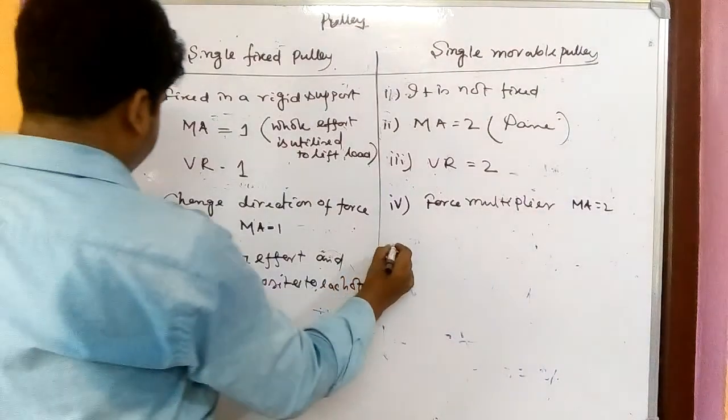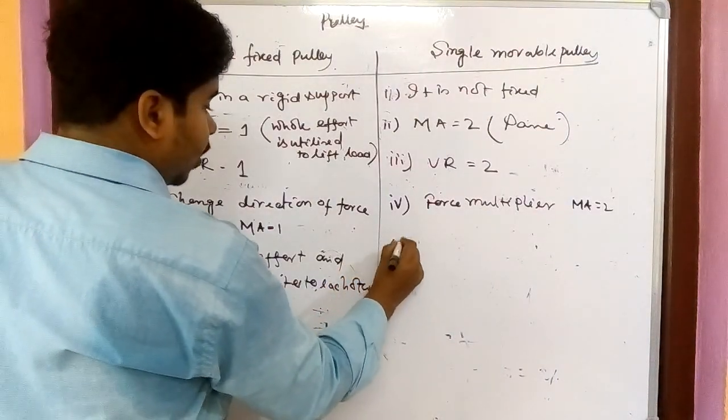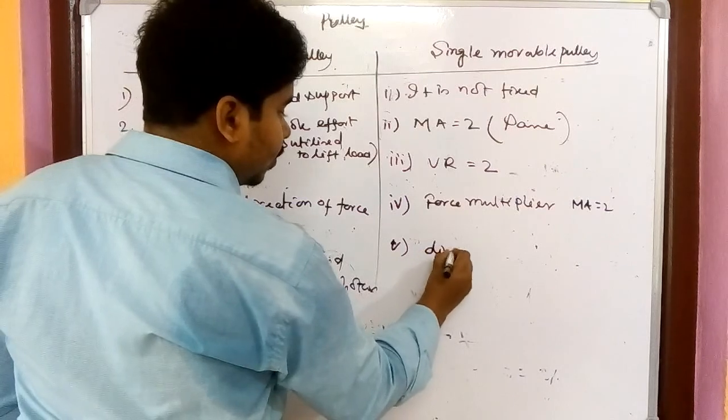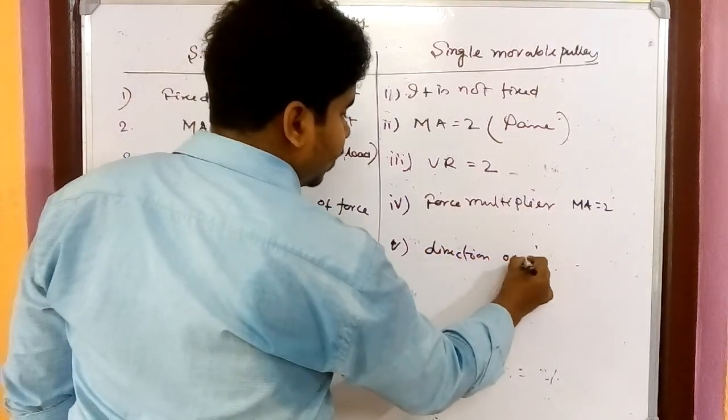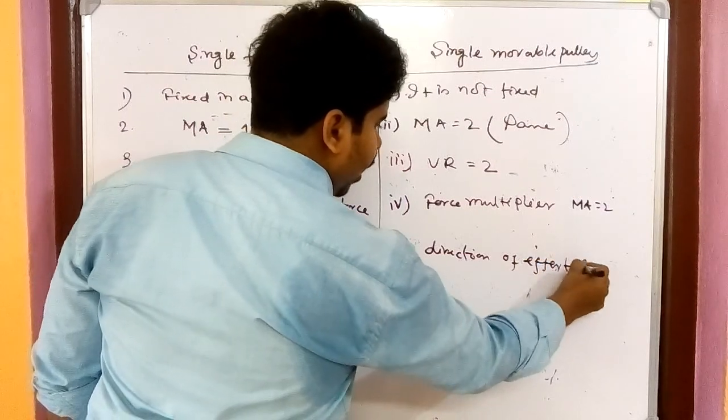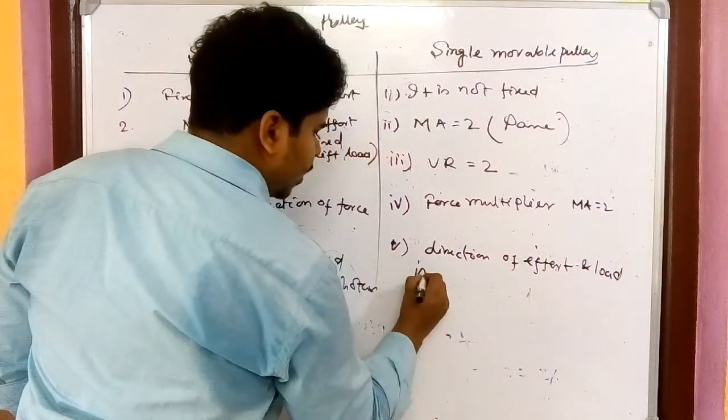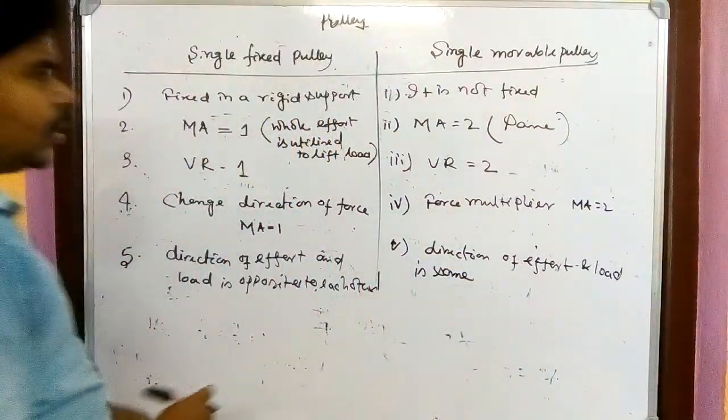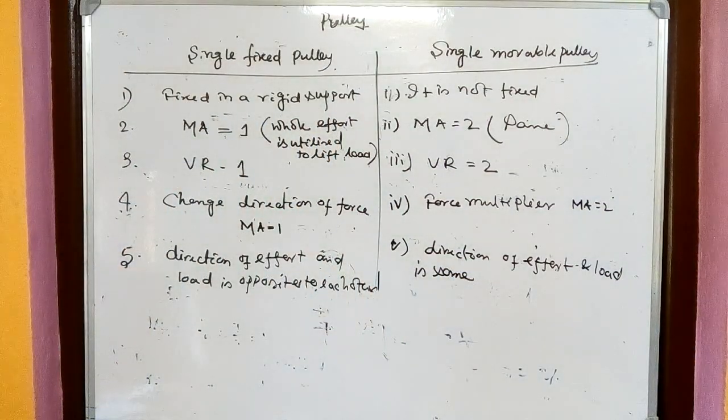And here, number 5, if I have taken that, the direction of effort and load is same. So you see, by seeing the difference, we can understand that maybe these are same pulley, but the use of the pulleys are not same. Okay, there are many things different in here. So if you read that portion properly, then we can understand properly.